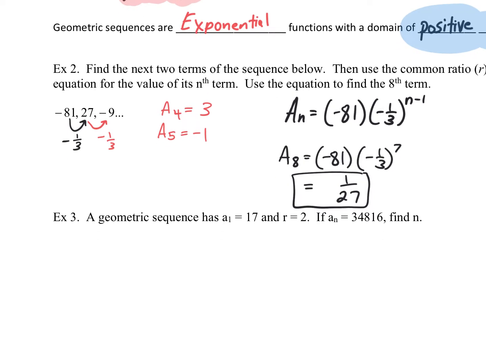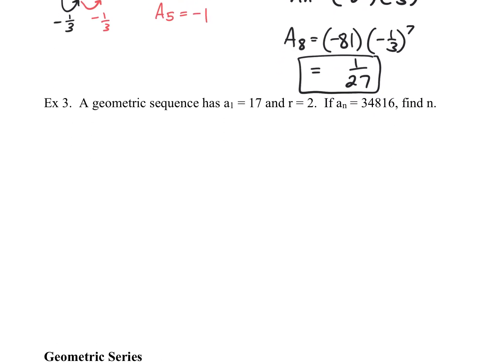Let's look at another example. In example 3, they're telling us that a geometric sequence has a first term of 17 and a common ratio of 2. If a sub n equals 34,816, can we find which term in the sequence it would be? Well, let's take our general form. The nth term equals our first term times our common ratio raised to the n minus 1.